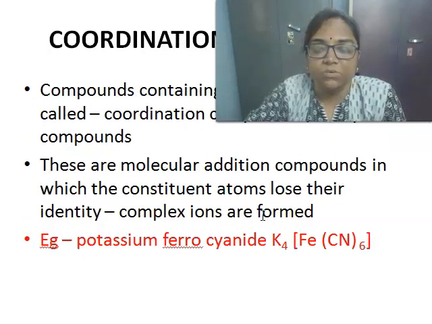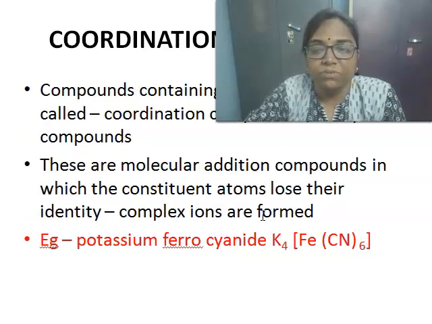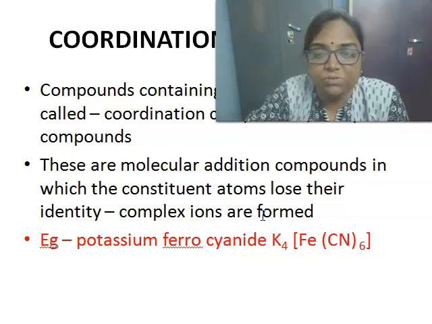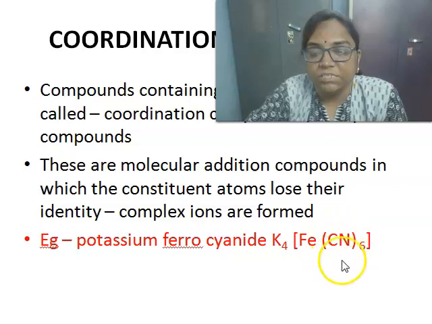Next comes the coordination complex. A very familiar example we give for the coordination complex is potassium ferrocyanide, K4[Fe(CN)6]. Here, Fe is the central metal ion. The CN- is called a ligand. This is a metal ion, this is a ligand.